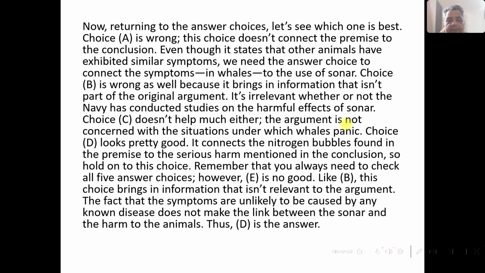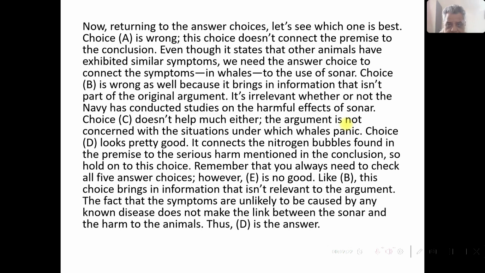Choice C doesn't help much either. The argument is not concerned with the situations under which whales panic. Choice D looks pretty good. It connects the nitrogen bubbles found in the premise to the serious harm mentioned in the conclusion. So hold on to this choice. Remember that you always need to check all 5 answer choices.